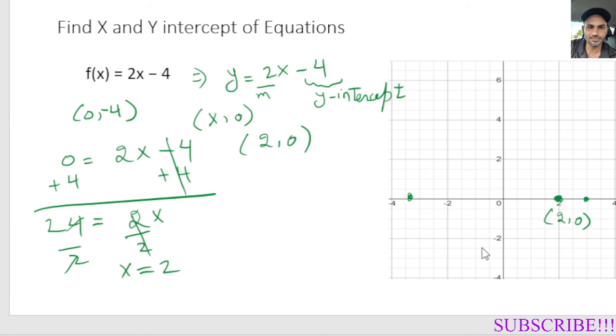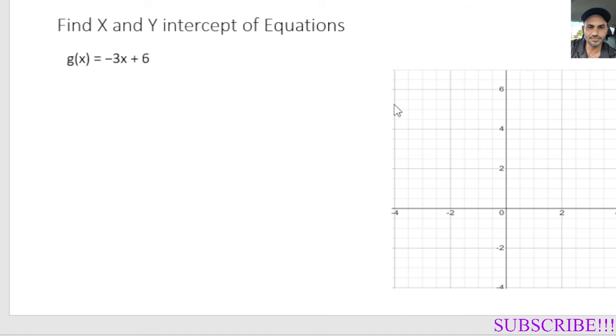And the y-intercept is negative 4 right here, (0, negative 4). All right, and the graph would go up more like this because the slope is positive. So it would go up like that. All right, so that's how you find the x and the y-intercept of the equation of a line. Now let's go ahead with the next example.